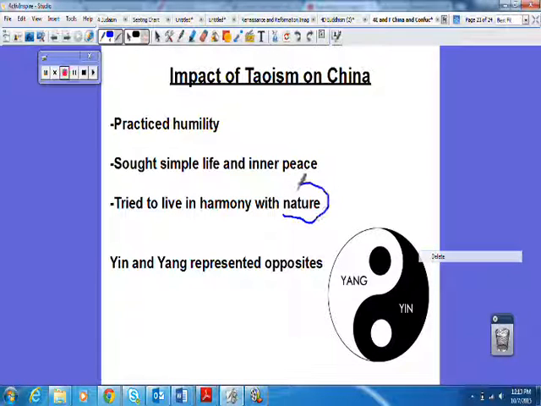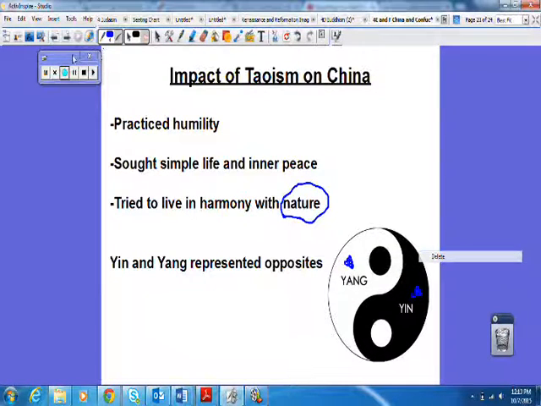So these are things I already went over. Yin and yang represent opposites. So we have the light side of the Force and the dark side of the Force. Good over here, evil over here. These things are in balance with each other, and you have to find the way, the harmony between these two aspects. The key is harnessing that inner peace.